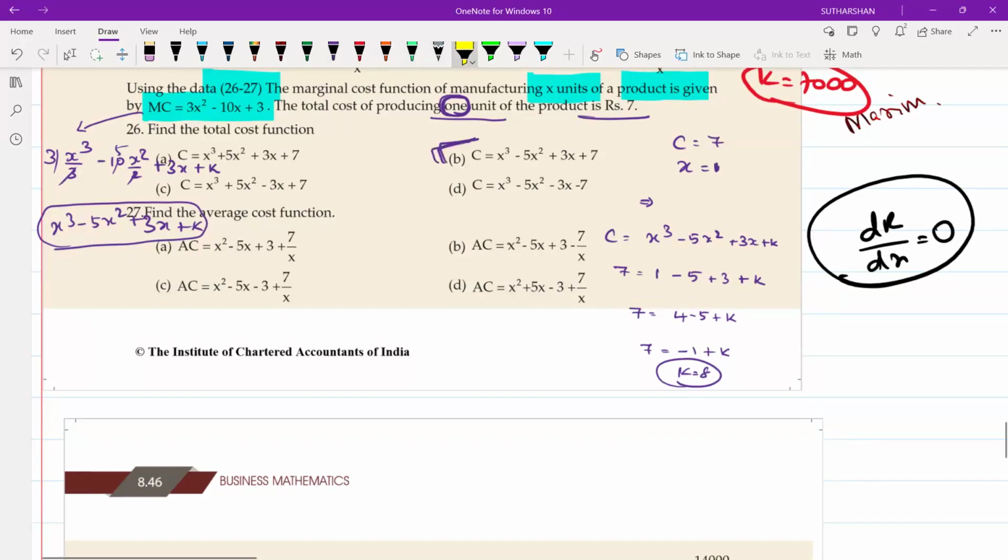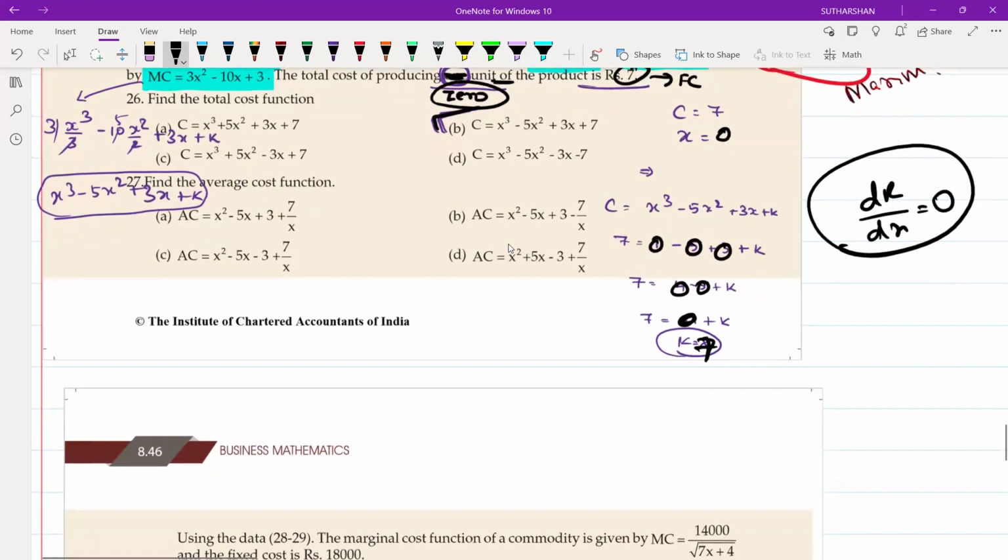Okay, here the point is, this is strongly given: if it is 0 units, they have simply given 7 as your fixed cost. So if you put x is equal to 0, everything will become 0. So k is equal to 7. Then your answer will be correct. Kindly change that. Then what is the average cost function? Now we have completed the total cost. From that we will divide everything by x. We will get the answer.